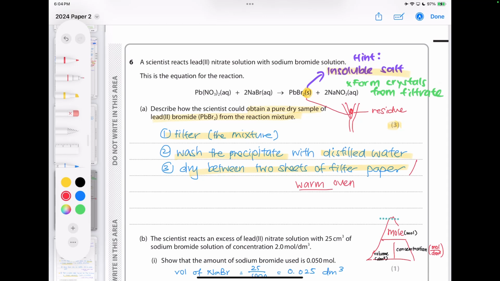Why are some students not scoring this? It is because they think they need to heat up to crystallize and then filter and stuff like that.